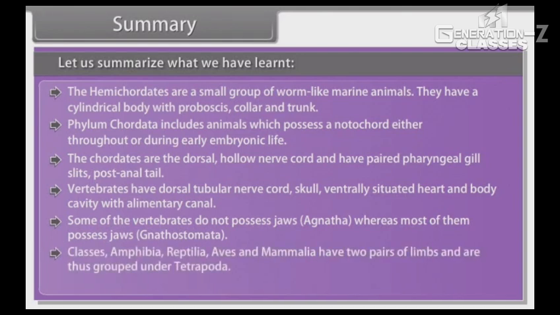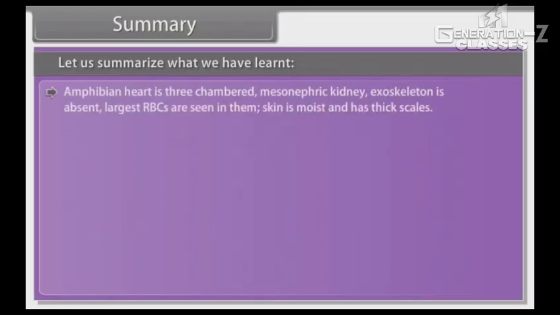Classes Amphibia, Reptilia, Aves, and Mammalia have two pairs of limbs and are thus grouped under Tetrapoda. The amphibians have adapted to live both on land and water. Amphibians' heart is three-chambered. Mesonephric kidney. Exoskeleton is absent. Largest RBCs are seen in them. Skin is moist and has no scales.